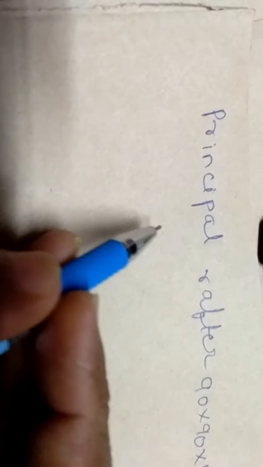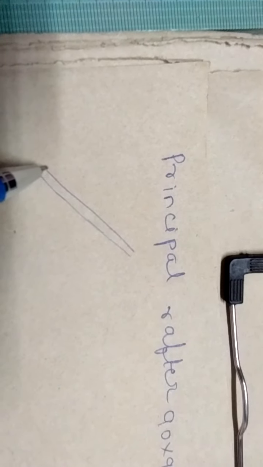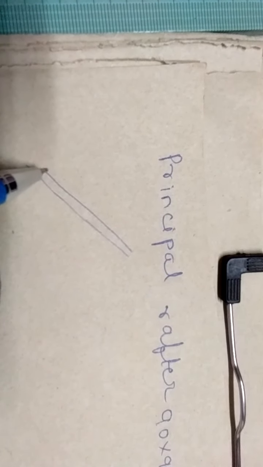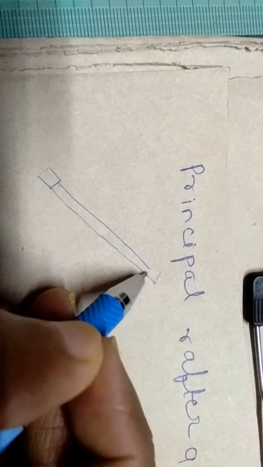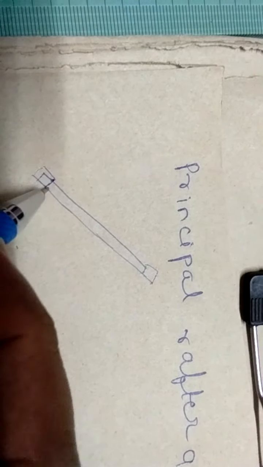So now you are seeing principal rafter means it is an inclined member, correct? So now if this is an inclined member, here actually the section looks like this. So this will be hollow, or you can take this as a hollow section here. Here also you can take like this. So below actually it is like this.